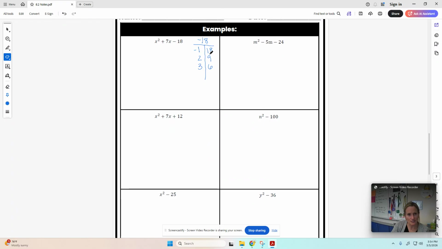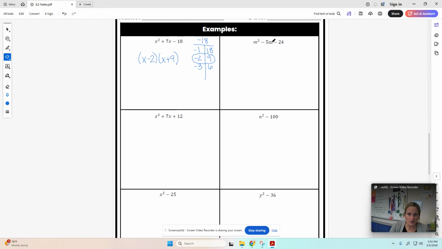I also know that when I add them together, I get a positive number. So that means that my positive numbers are going to be my larger numbers. So -1 times 18 gives me -18. -2 times 9 gives me -18. And -3 times 6 gives me -18. But only -2 and 9 add together to give me +7. So that's my combination. And it's x minus 2 times x plus 9. Again, you could write x plus 9 times x minus 2. Either way, the answer is correct.